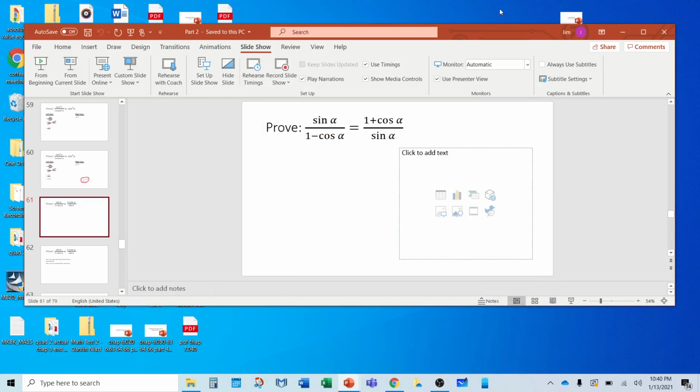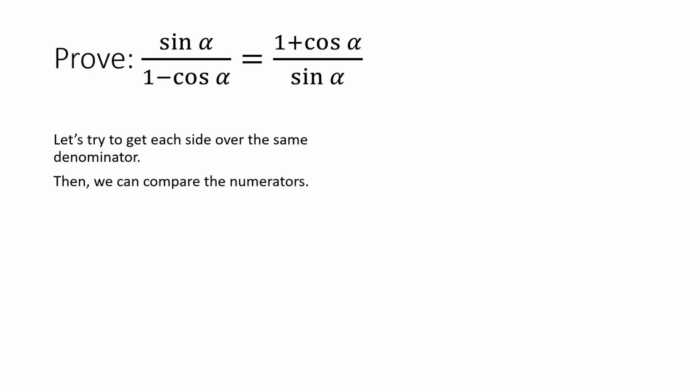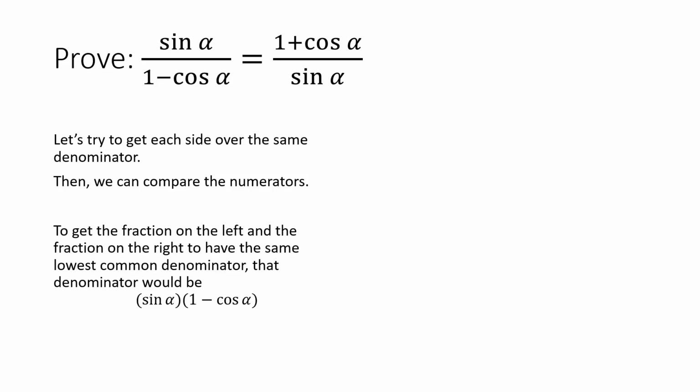In this video, we're going to prove the trig identity that sine alpha over 1 minus cos alpha is equal to 1 plus cos alpha over sine alpha. Well, we are going to make a left side and right side. And what's interesting about this question is that it's unclear where to begin.